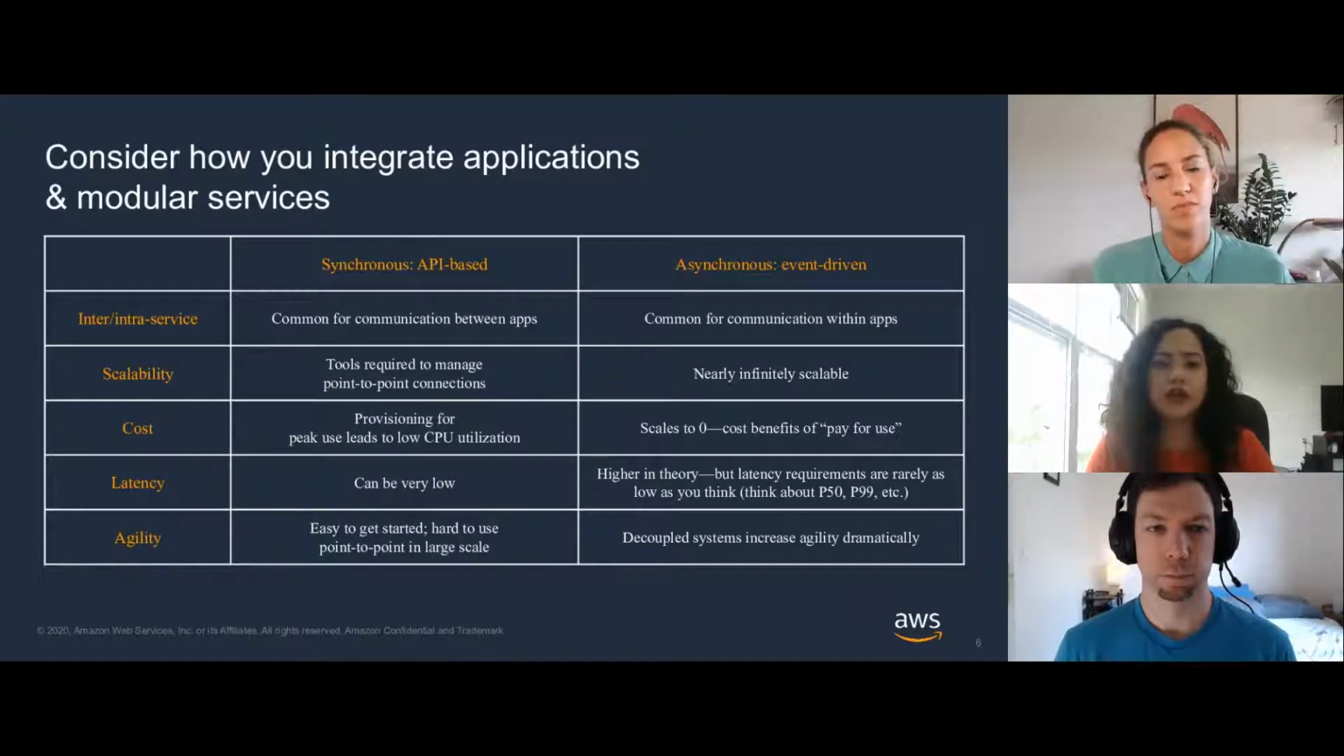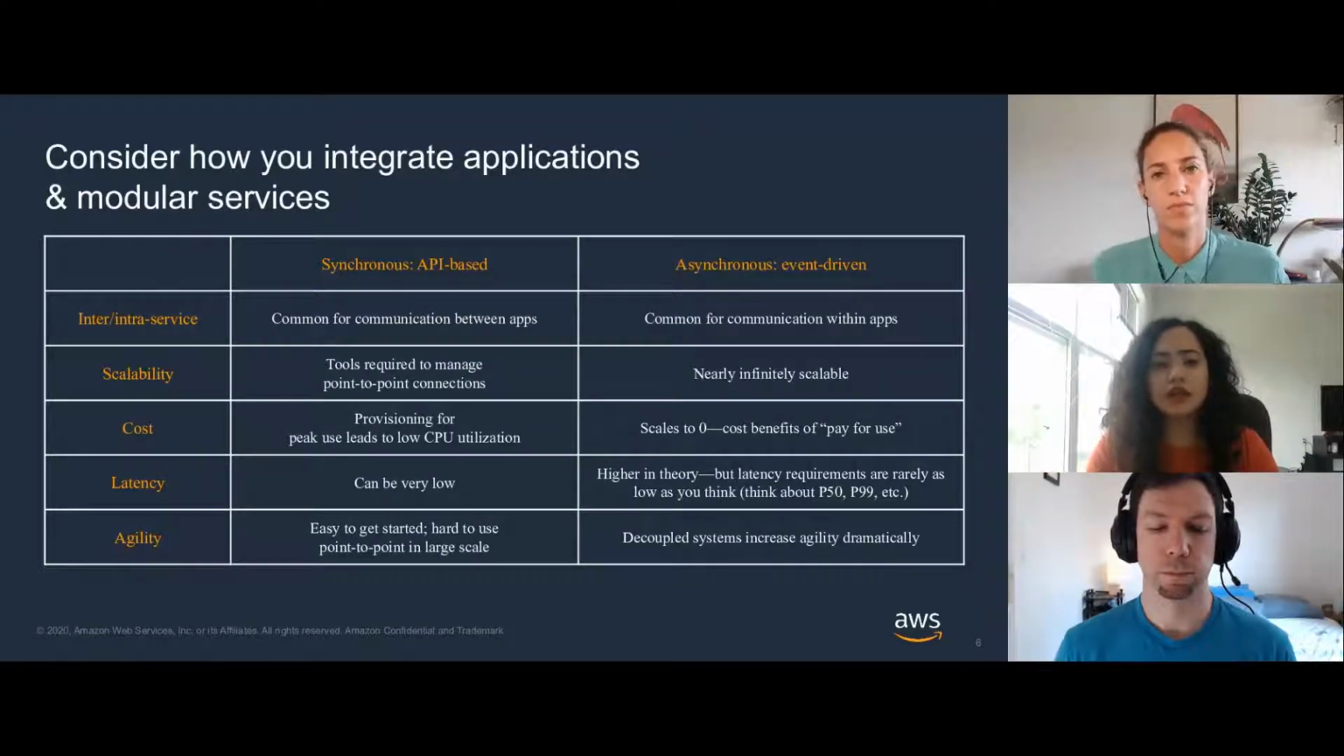So consider an example: how will you integrate applications and modular services into AWS? Just taking as an example where you are trying to make a decision on whether you want to build a synchronous application or an asynchronous one. So basically, you're talking about API-based versus event-driven. There are certain factors that you would want to consider before you actually make a decision.